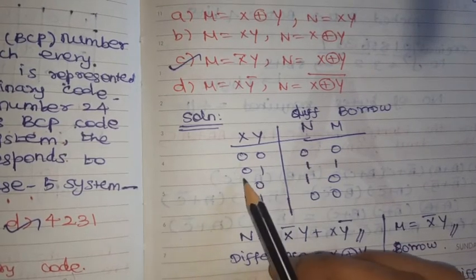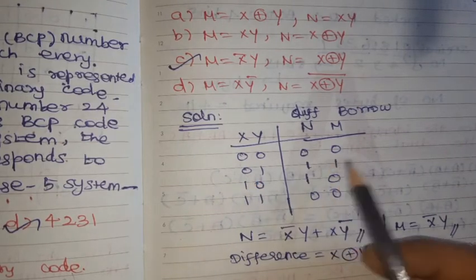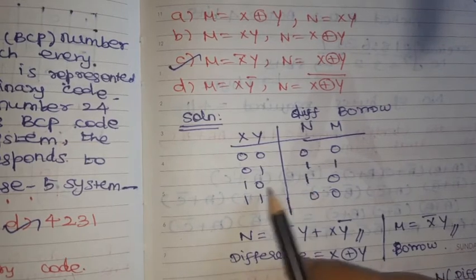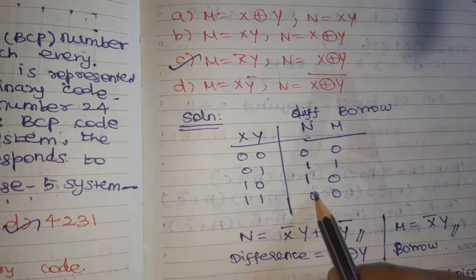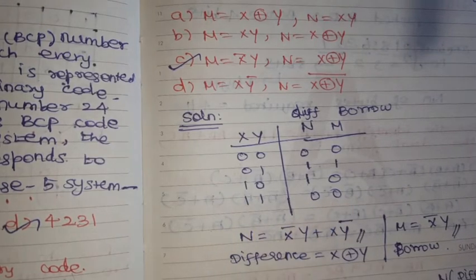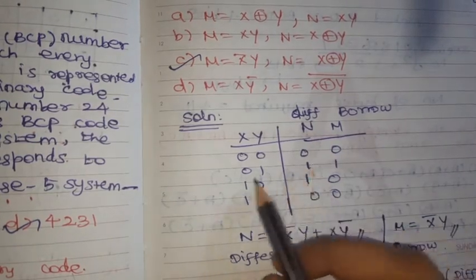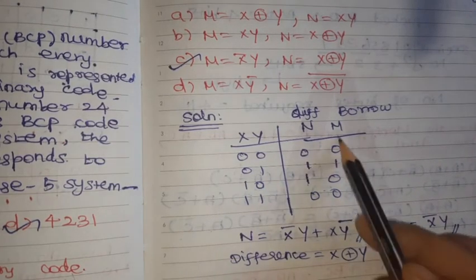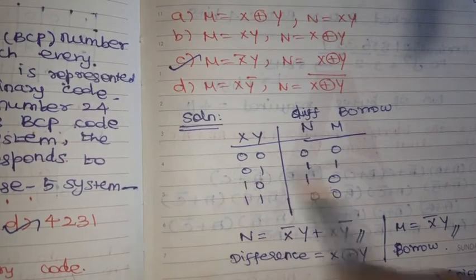Again what we will get? Borrow is also taken now, so borrow is also 1. Then when subtracting 1 minus 0, we will get 1, no borrow, so 0. Then subtracting 1 minus 1, 0, no borrow, so it is also 0. So for difference n, take the logical 1s: x bar y plus x y bar. Then for borrow it is 1 for this, x bar y alone.